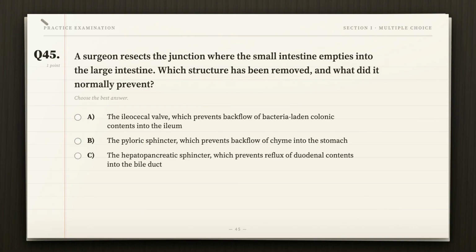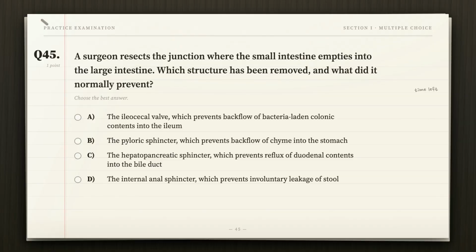C. The hepatopancreatic sphincter, which prevents reflux of duodenal contents into the bile duct. D. The internal anal sphincter, which prevents involuntary leakage of stool. Pick one. Trust your gut. Here's your chance to test yourself.